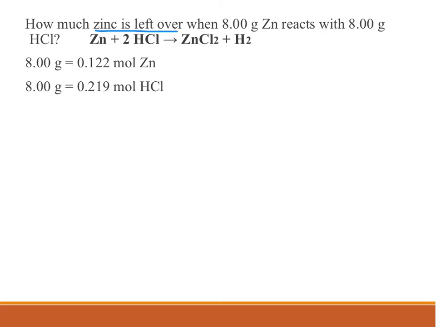We figured out that the hydrochloric acid is our limiting reactant, so the zinc is going to be our excess reactant. We've got more than we need, so how much is going to be left over when we do this problem? Same amount, 8 grams of zinc, 8 grams of hydrochloric acid. We already calculated that that is 0.122 moles of zinc and 0.219 moles of hydrochloric acid. So how much would we need then of the zinc since our hydrochloric acid is our limiting reactant, this one's going to be used all the way up. How much zinc is that then going to use up?